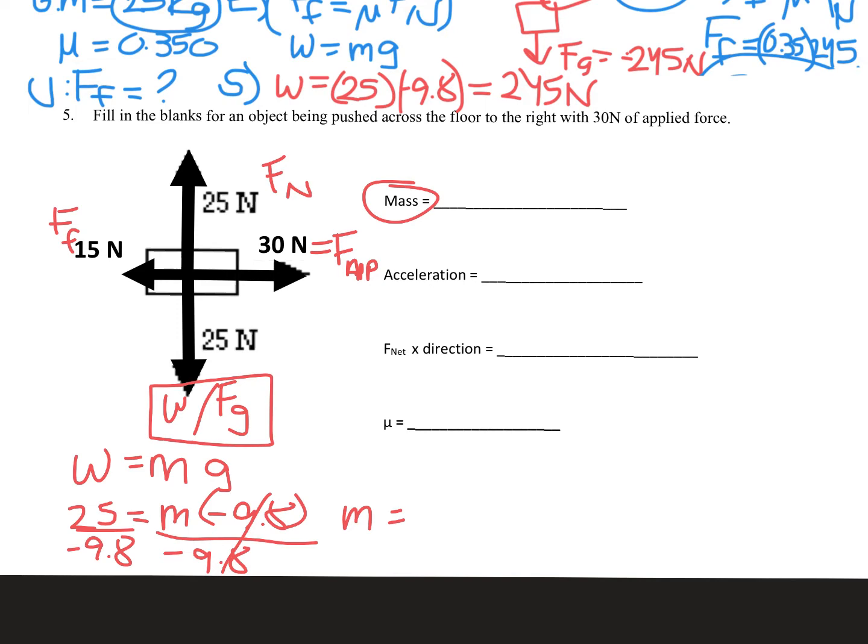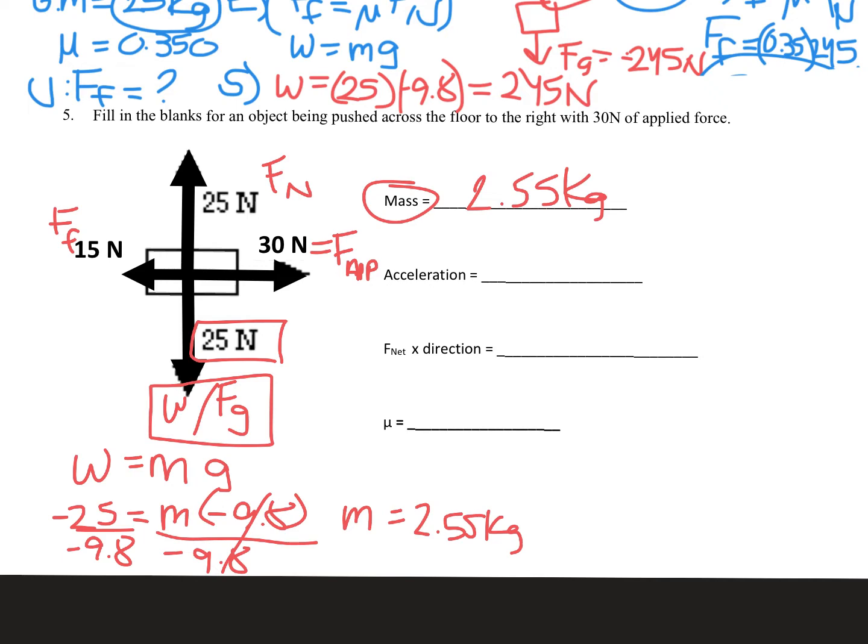And I think to myself, wait a minute, this is going to be a negative mass? That can't be possible. But don't forget, 25 newtons is a downward force for the weight, so I can put that as negative. Now my mass won't be a negative value. I end up getting about 2.55 kilograms, which is great. That makes more sense. I don't want a negative mass. Mass is a scalar quantity. It doesn't have direction.